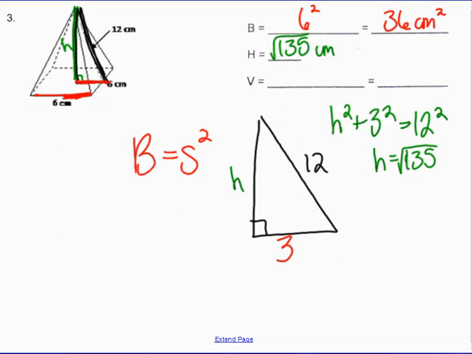So when I find the volume, I'm going to take 36 times the square root of 135, and then I'm going to divide that whole thing by 3. So my volume is 139.4 centimeters.